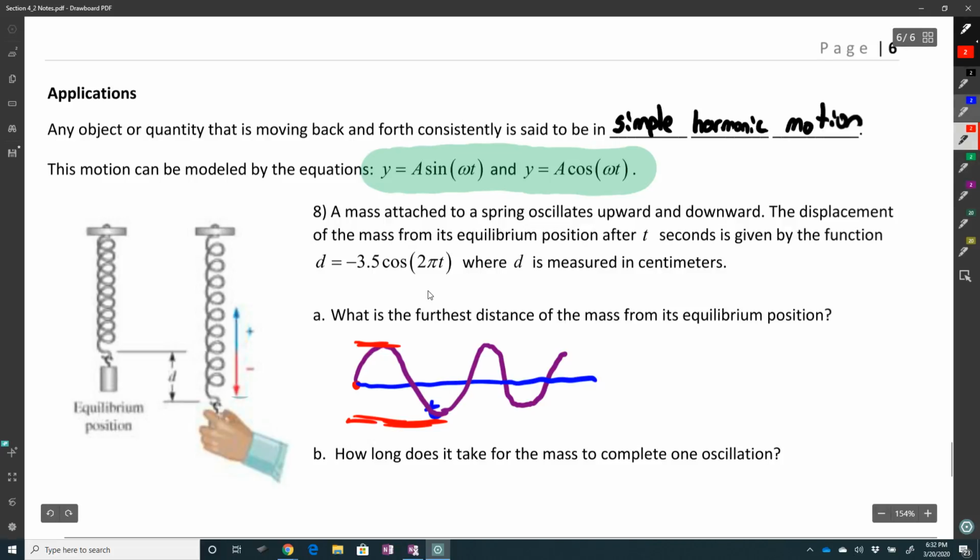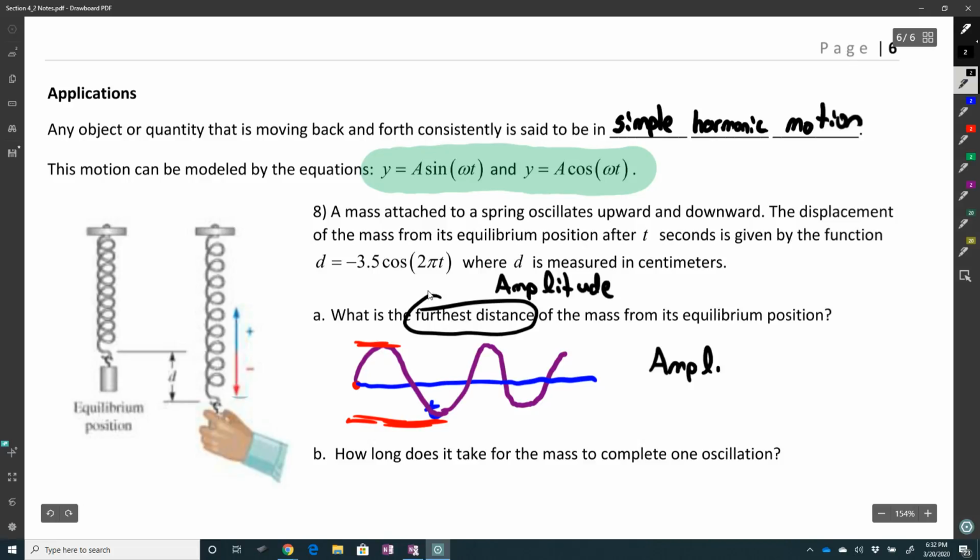Anyway, I could continue to write there, but that's just making it look nasty. So furthest distance is just the amplitude. So from looking at that, we can see that the amplitude is the absolute value of negative 3.5. So that means that it's 3.5 centimeters.